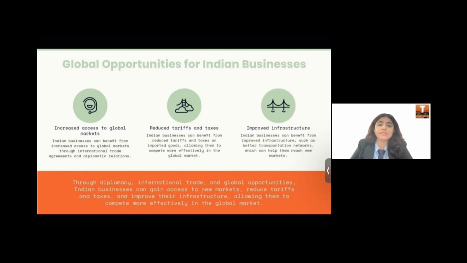Second can be investing in foreign markets. So foreign direct investment, FDI. We have talked about this earlier. Explore opportunities to invest in foreign markets by establishing subsidiaries, joint ventures, or partnerships, and by investing in sectors that align with India's strengths and have growth potential, such as renewable energy, infrastructure development, healthcare, and information technology.